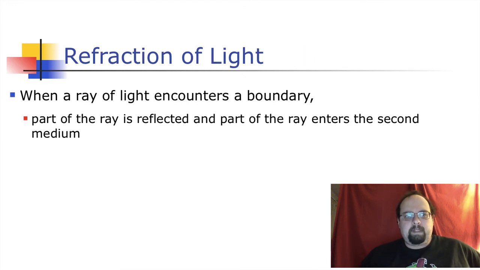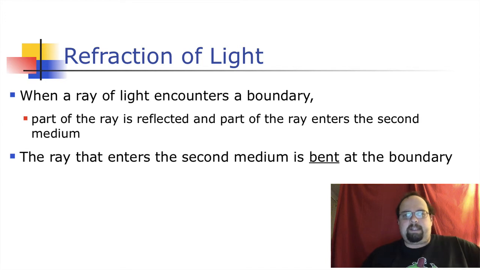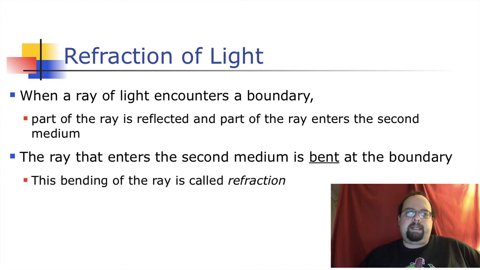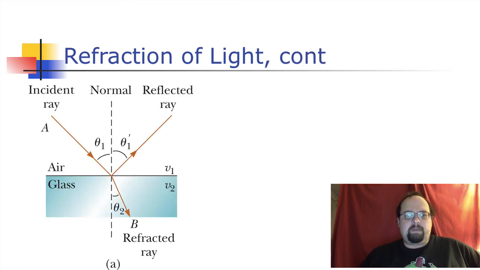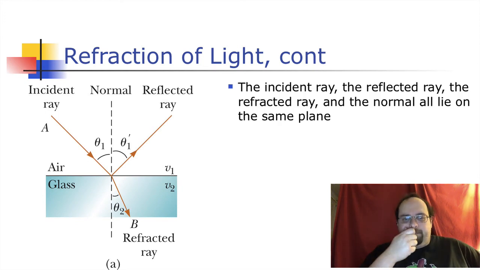So the ray comes in and hits the boundary. Part of the ray is reflected, and part of it is refracted into the second medium. The part that's refracted is bent at the boundary, and you get a different angle. So we call that refraction. So here's our refraction. Some of the light coming in reflects at an equal angle, right? Theta 1 equal to theta 1 prime. And some of it refracts, so we're going to call that theta 2. The angle of reflection does not equal the angle of refraction. There is a bend there.